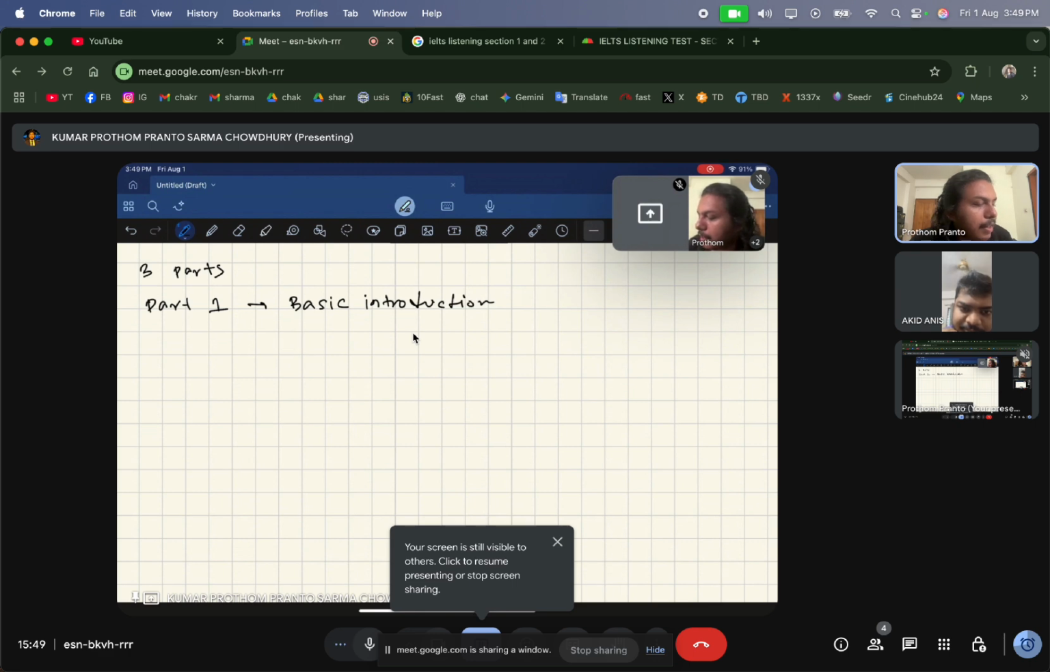and they're going to ask you about a general topic. It can be about friends, family, jewelry, library. Do you go to libraries? How often do you go to libraries? What do you do when you are at a library? Do you study alone at a library or do you study with your friends at a library? These types of questions can arrive in part one.